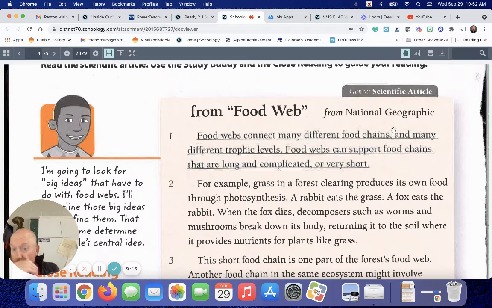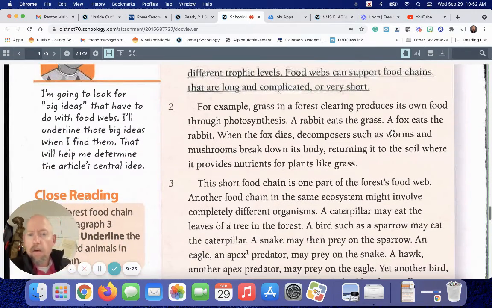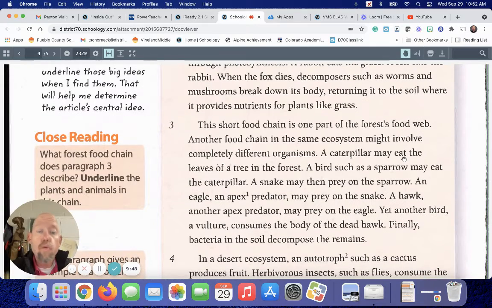Food webs connect many different food chains and many different trophic levels. Food webs can support food chains that are long and complicated or very short. For example, grass in a forest clearing produces its own food through photosynthesis. A rabbit eats the grass. A fox eats the rabbit. When the fox dies, decomposers such as worms and mushrooms break down its body, returning it to the soil, where it provides nutrients for plants like grass. This short food chain is one part of the forest food web.